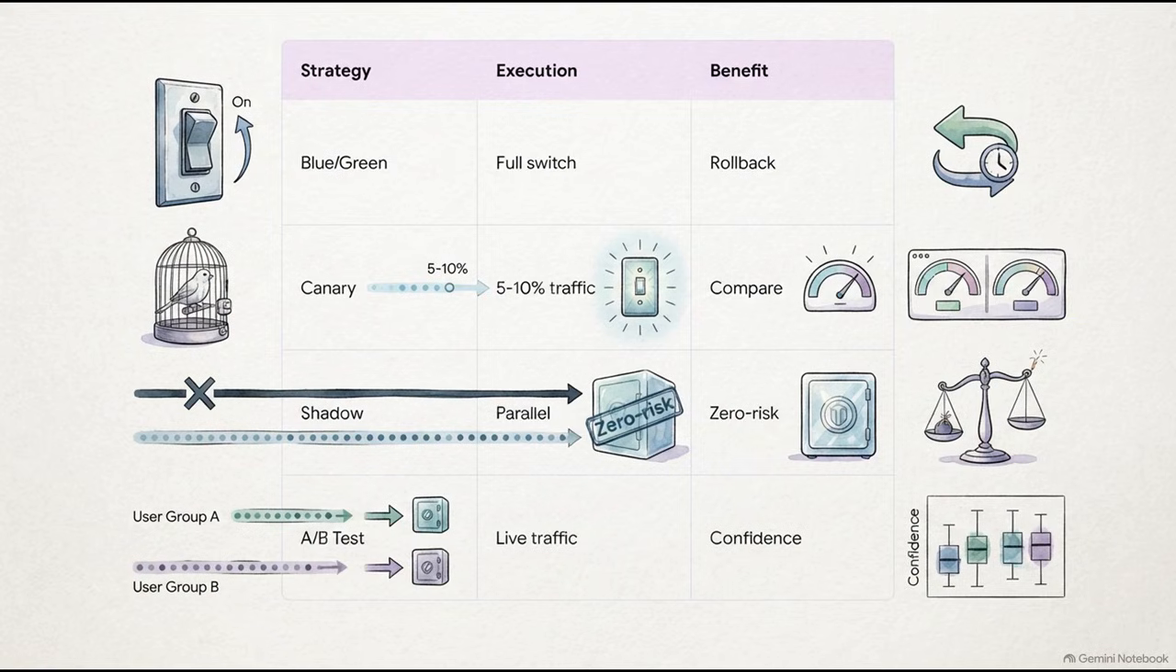For totally zero-risk validation, you can use shadow mode, which runs the new model in parallel with parallel logging, but doesn't actually serve predictions to real users. And lastly, A/B testing allows for a live statistical comparison, letting you build solid confidence intervals before full promotion.